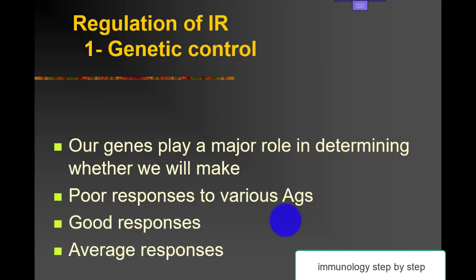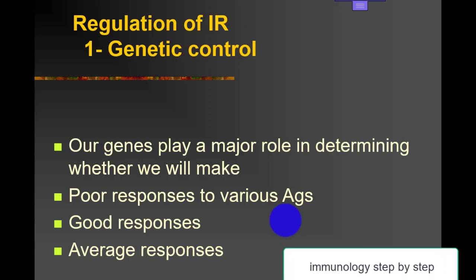Regulation of immune response: the genetic control. Our genes play a major role in determining whether we will make a poor response to various antigens, a good response, or an average response.